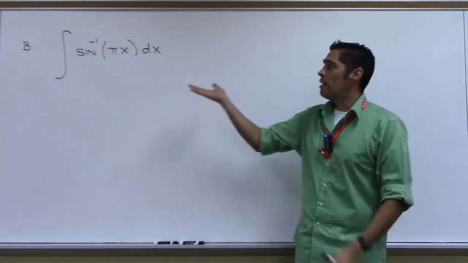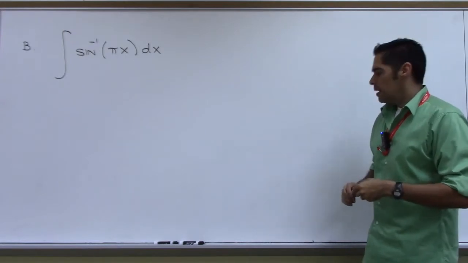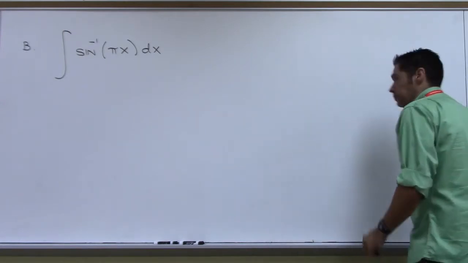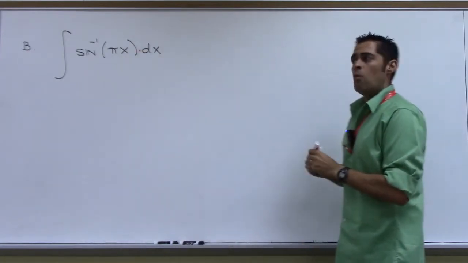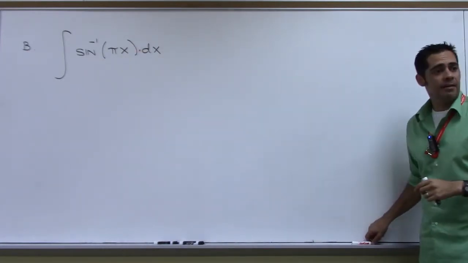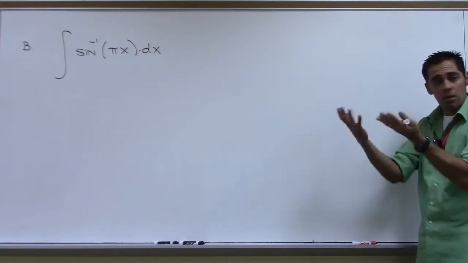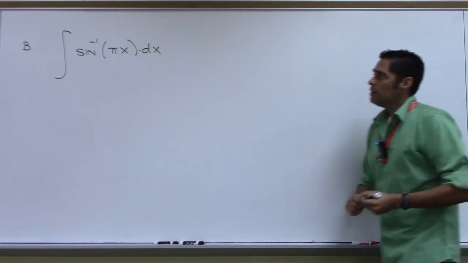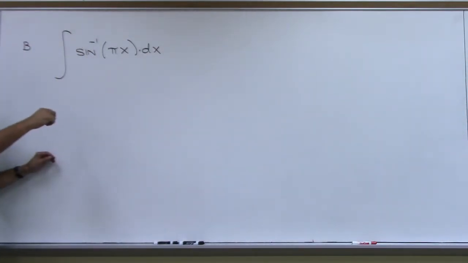You could argue with me right now that that's just one thing, right? But it actually is two things because there's multiplication here. So one thing you have is the arc sine of pi x. The other thing you have is dx. So there are two things there, right? One of these I need to choose to be my u and one needs to be my dv.